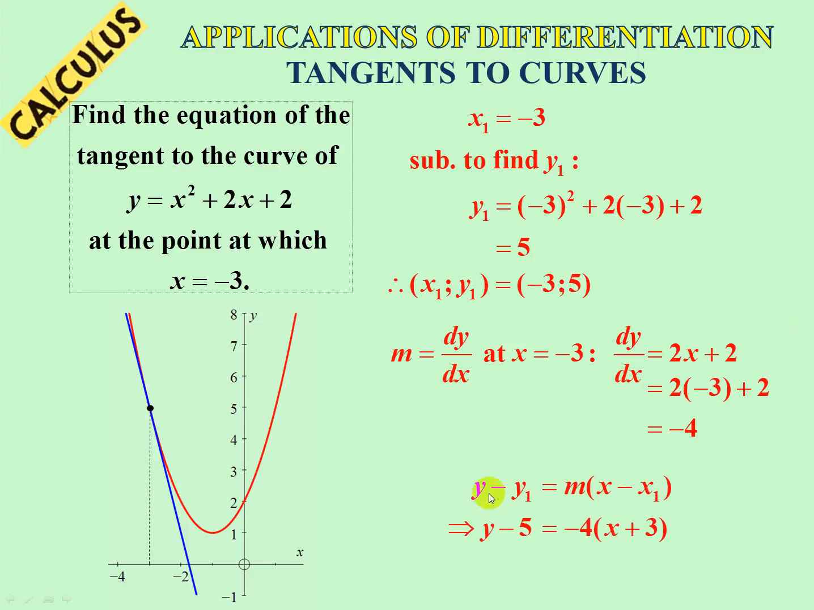Now, quite a useful thing is to see that it's changed sign. y changed sign y1, x changed sign x1. Because y changed sign y1, so y minus 5. x changed sign x1, so x plus 3. And there's your m. Simplifying, there's your equation: y equals minus 4x minus 7.